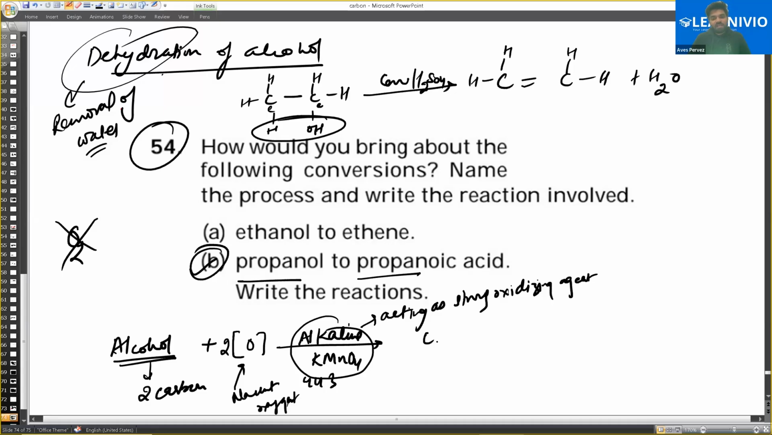So you will get CH3. Now, the same number of carboxylic acid will give you carboxylic acid plus water. What is the same number? If you are having a 2 carbon carboxylic acid here, then you will have a 2 carbon alcohol here. It will be a 2 carbon carboxylic acid.